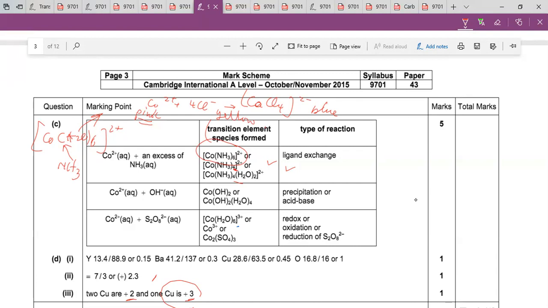Precipitation or acid base, right? This is a better one. Remember, OH minus, you precipitate just like your copper. Now this one, right?